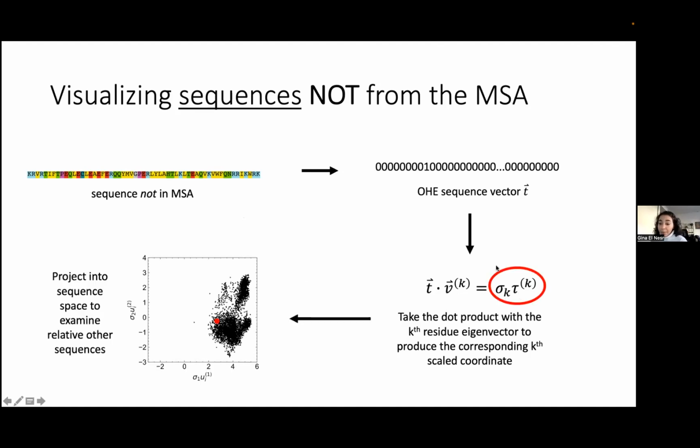And so you end up taking that value and just plotting it on top of the space. And so you can project it into the sequence space to examine it relative to other sequences. And so you might realize that, oh, this sequence actually belongs to this set of sequences in the multiple sequence alignment, and you can go do further analyses from there.